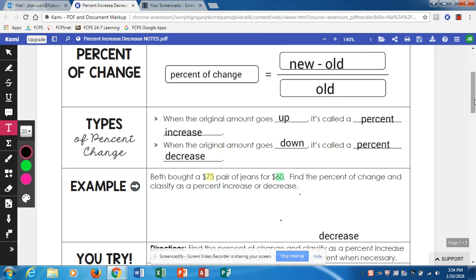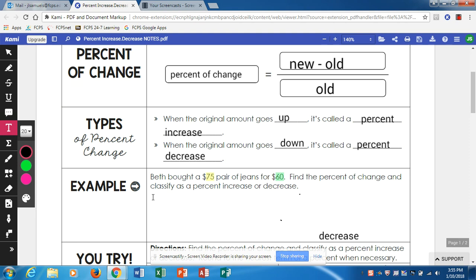So let's go ahead and do this first one. It says Beth bought a $75 pair of jeans for $60. Find the percent of change and classify as a percent increase or decrease. Well, let's look at this. If the original cost of the jeans was $75 and it went down to $60, clearly it was a percent decrease. It decreased by a percentage of 75, but we need to figure out what that amount is. So let's go ahead and do this.